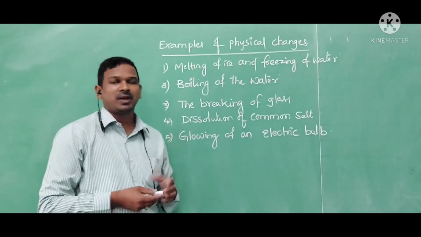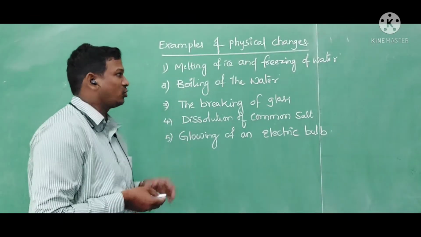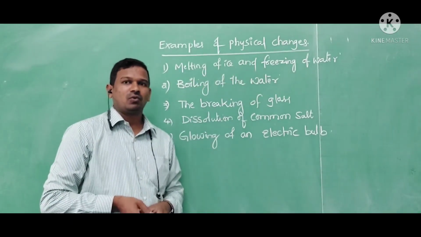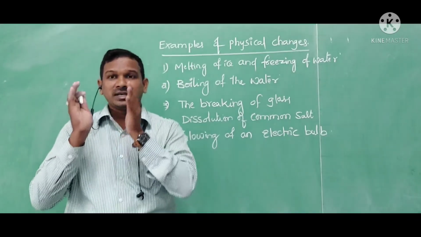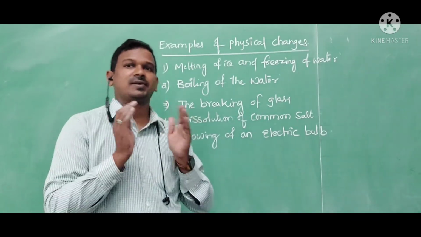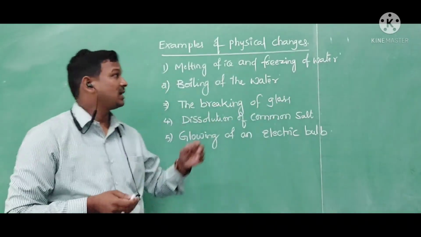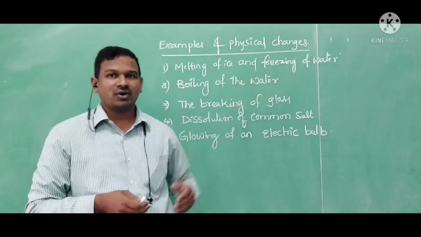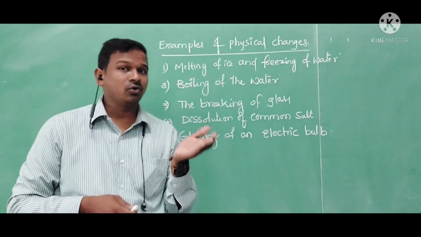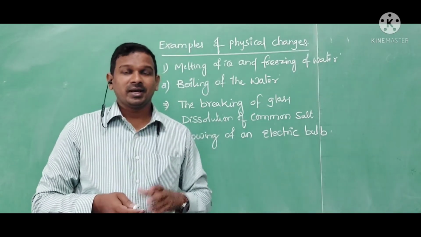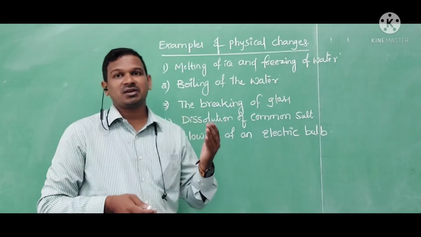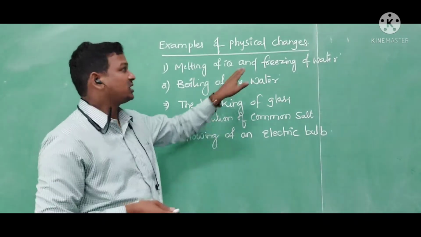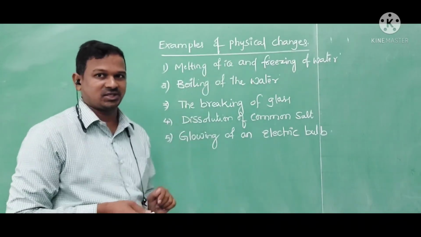Here are some examples of physical changes. Let's have a look. Melting of ice and freezing of water. What we discussed now is that in a physical change only the state of the substance changes, solid to liquid, liquid to gas. Melting of ice: from solid it converts to liquid. Freezing of water: what is happening here again? Water becomes solid again. So here only the change of state is happening. Are any new substances forming here? No. So this type of change is also called a physical change.